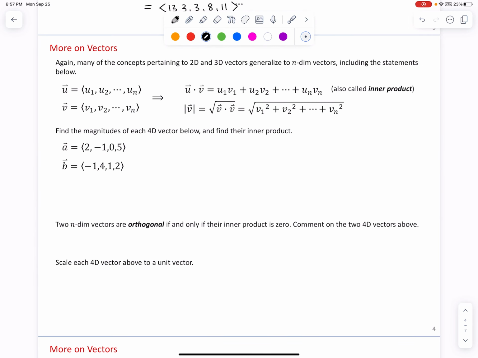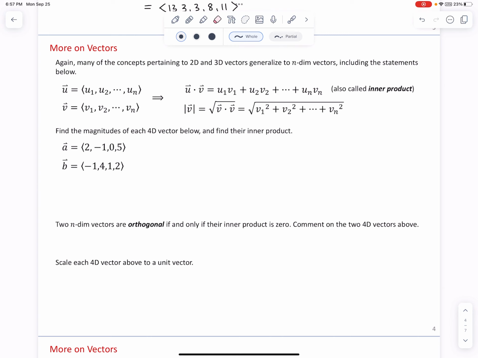Again, many of the concepts pertaining to 2D and 3D vectors generalize to n-dimensional vectors, including the statements below. So if you have 2 n-dimensional vectors, u and v, then we can still perform a dot product, which is also called an inner product. Sometimes mathematicians will reserve the word dot product for 2 and 3-dimensional vectors, and they'll switch to the word inner product when we're talking about 4 dimensions or higher. But for our purposes, we'll accept the terms dot product and inner product as synonymous or interchangeable.